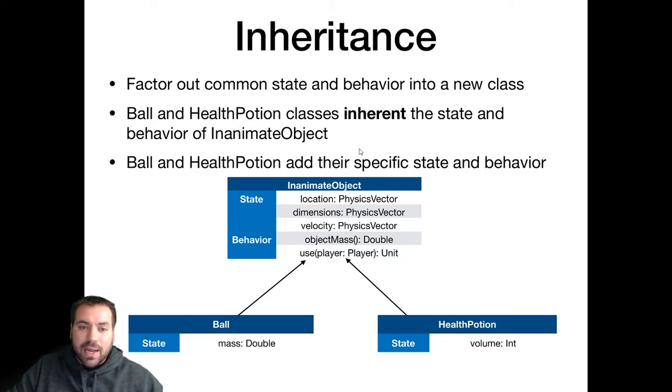And then we're going to inherit inanimate object in ball and health potion. And ball and health potion are going to grab all of that functionality from inanimate object and then add whatever extra stuff that they need. Volume for health potions and mass for balls.